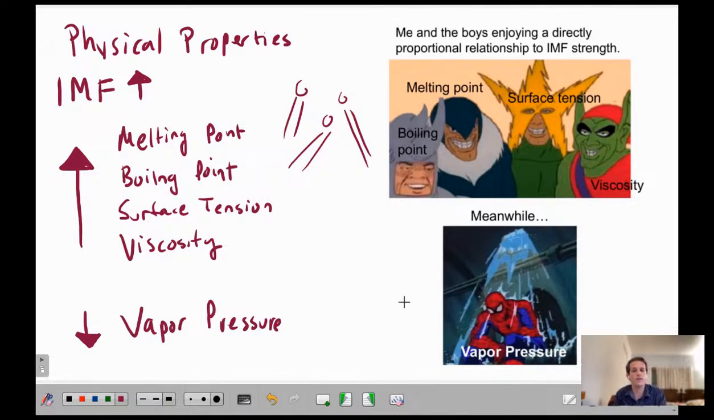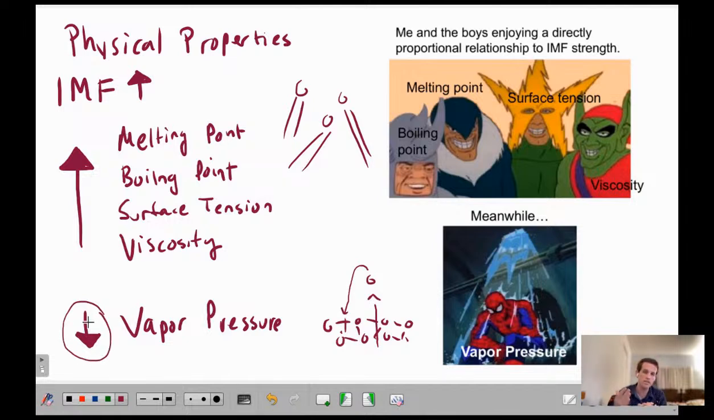So again, the tighter all these molecules are holding on to each other, they're not going to let one guy who's got some mission to Mars in his brain jump up and become a gas for a moment. The stronger those IMFs, the harder it's going to be to jump out of the liquid phase and into the gas phase. So practice IMFs. You should be able to identify melting points, boiling points, surface tensions, vapor pressures, just the same way that you did with atomic radii, ionization energy, and all that other stuff from the periodic trends video. Remember, vapor pressure is the odd man out. That's the one that is opposite of everything else, but everything else is directly proportional to IMFs.